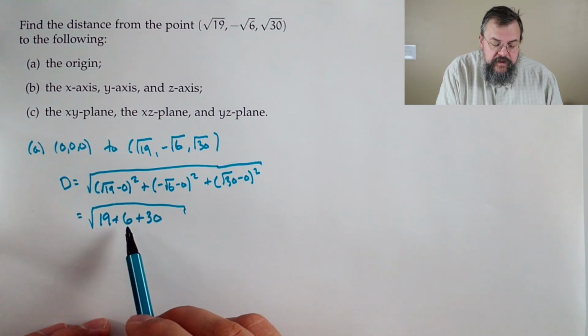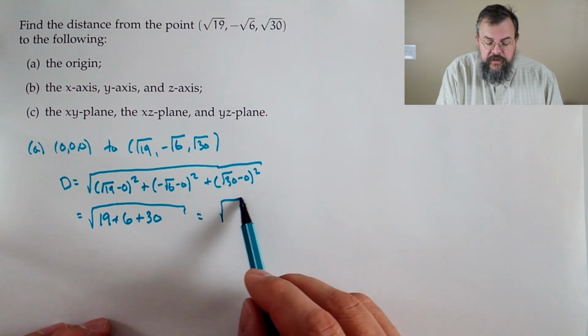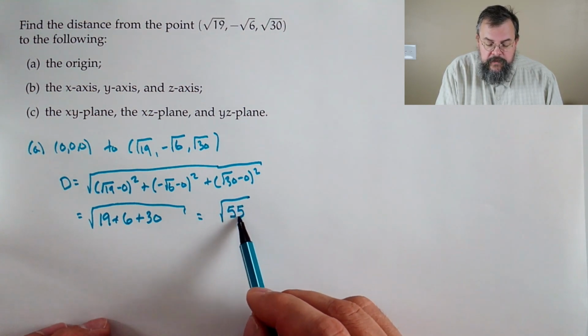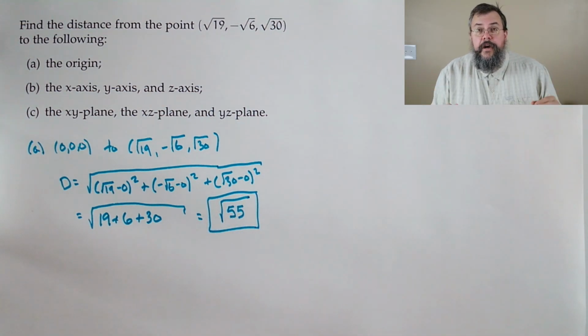Okay, 19 plus 6 makes 25. Add 30 more, and that makes 55. Well, 55 is not a nice number as far as square roots go, so we'll leave it there. Square root of 55.